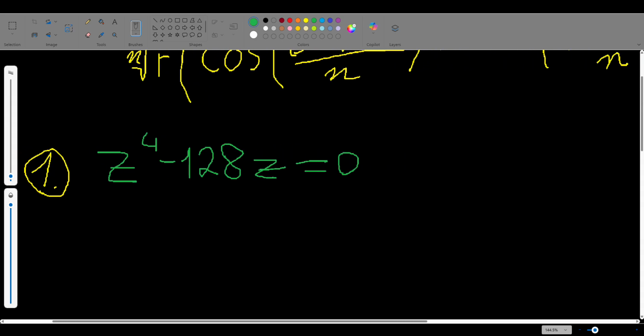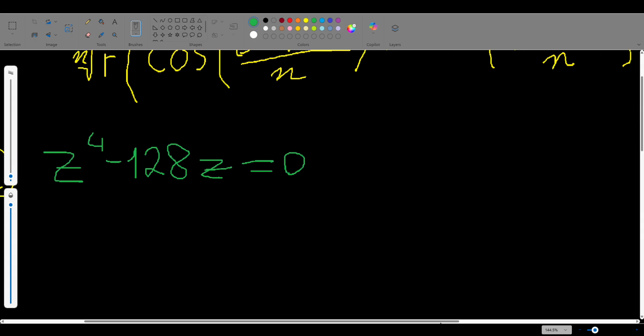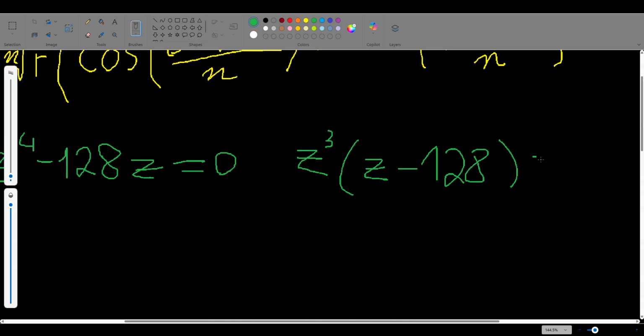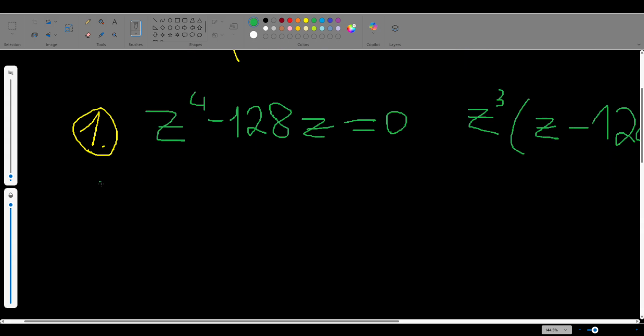So basically, first off, we need to isolate this guy right here. We need to find our variables. We can't have the z attached, so we need to factor this. z cubed, and this is just a general rule of mathematics, (z minus 128). So the first root is going to be 0, because the first root of this number here is going to be 0. Our first value for our Moivre, our first root, we're going to put z1 is equal to 0.